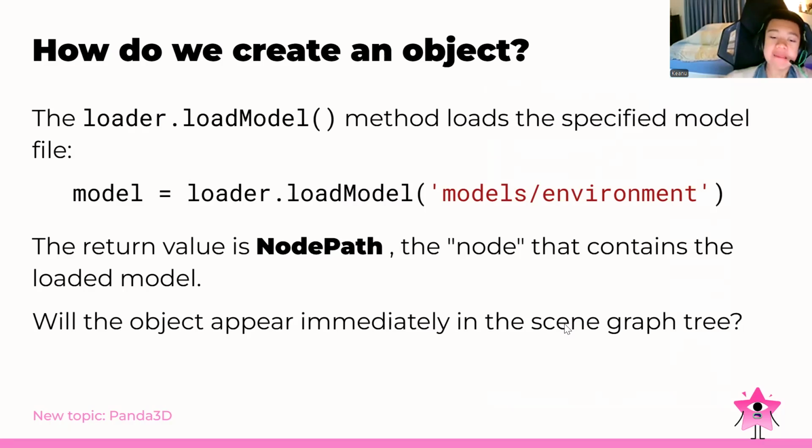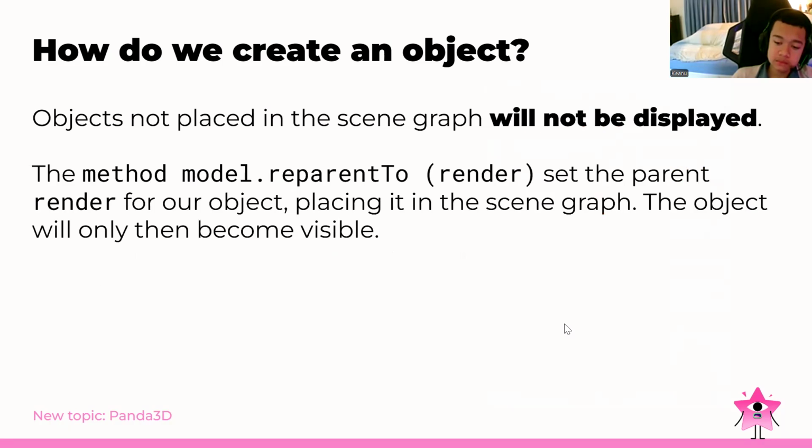So the question now, will objects appear immediately in the scene graph tree? Will it appear here? As you can see, objects not placed in the scene graph will not be displayed. Something that we don't add to the scene graph will not be displayed. So the method model.reparentTo(render) will set the parent render for our object. It will place it in the scene graph, and the object will only then become visible. That means we need to add something to the scene graph so it will be displayed. If you don't add that, it will not be displayed.